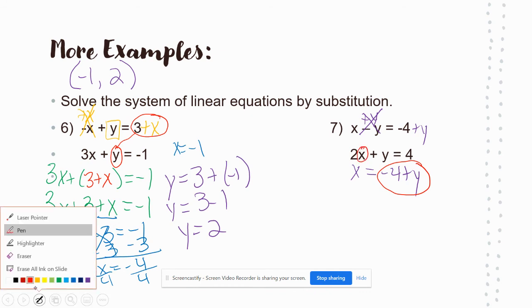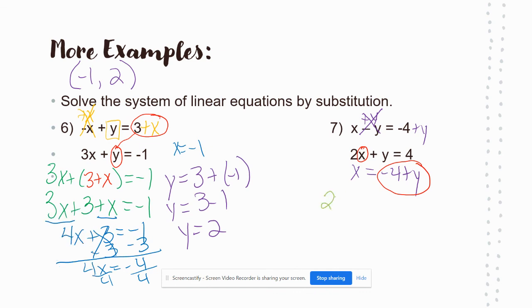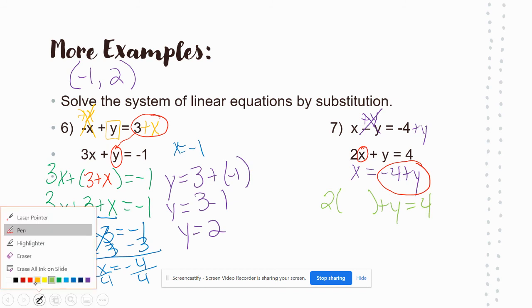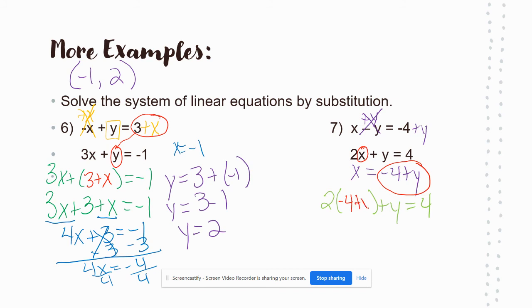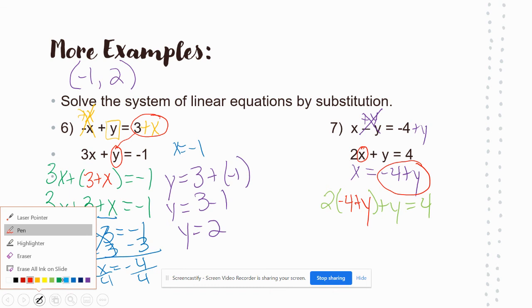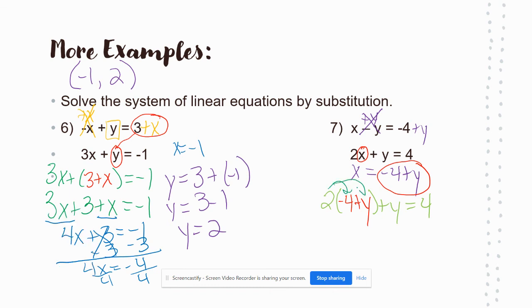That gives us 2x plus y is equal to 4. I'm replacing that x with the negative 4 plus y that we put here when we got x alone on that top equation. I'm going to distribute the 2. 2 times negative 4 is negative 8. 2 times y is 2y. Bring down the plus y and the 4. Our like terms are 2y plus y, which is 3y.